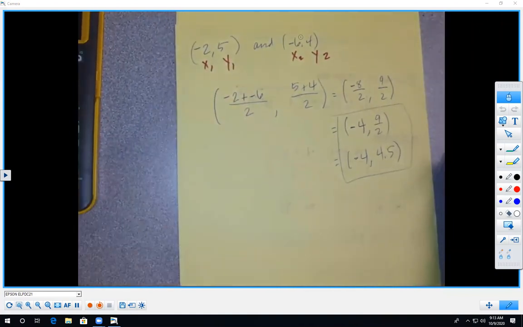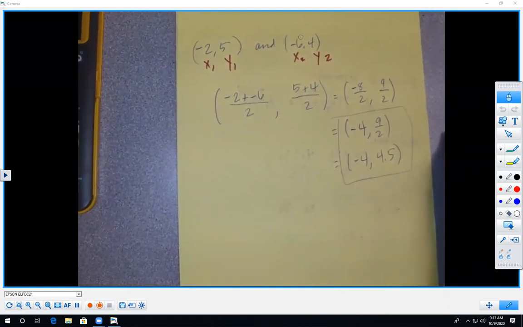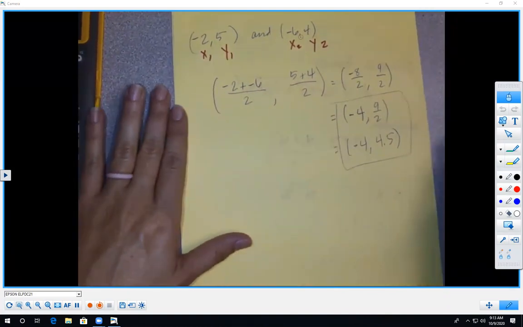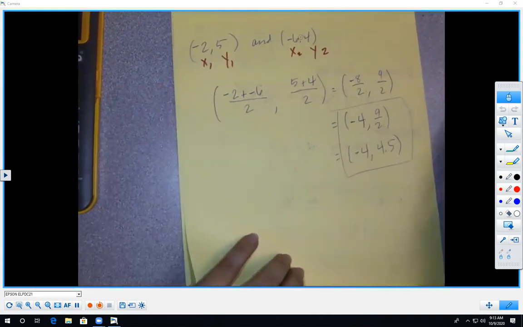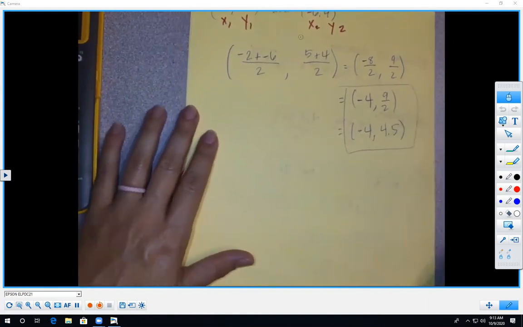Okay, questions about that? Either one's fine. If I was actually going to graph this, I'd probably do the decimal. It's easier to graph a decimal than it is a fraction, but it doesn't matter.